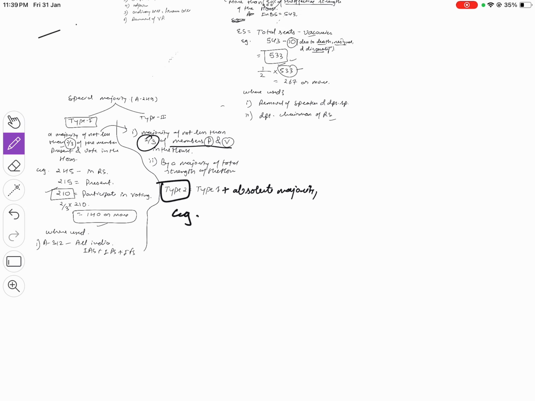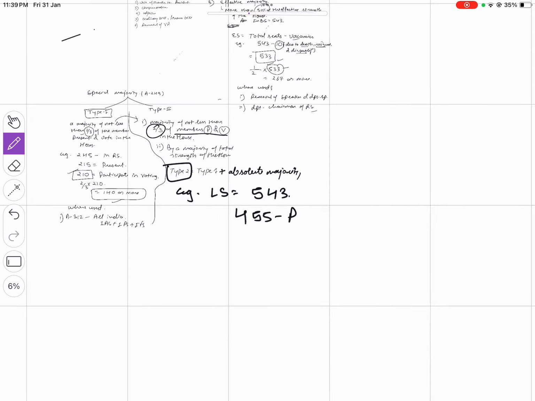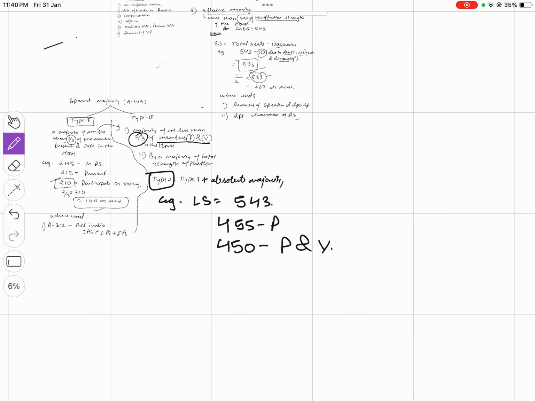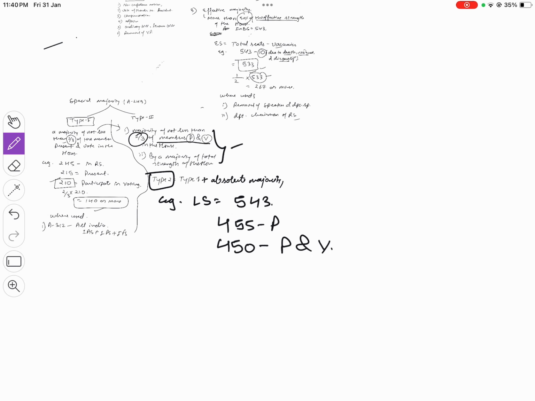Suppose that in Lok Sabha we have 543 members, 455 members present, and out of which 450 members are actually present and voting. Now find out, fulfill these two conditions. So there are two conditions, one and second.